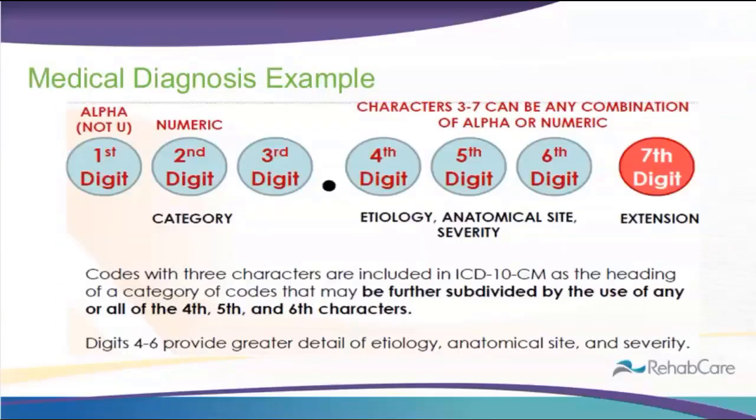So here it is in a little different format. Again, we've got a medical diagnosis example here. That first digit is going to be alpha. You're never going to have a U there. So it's all letters of the alphabet, but U is an exclusion.